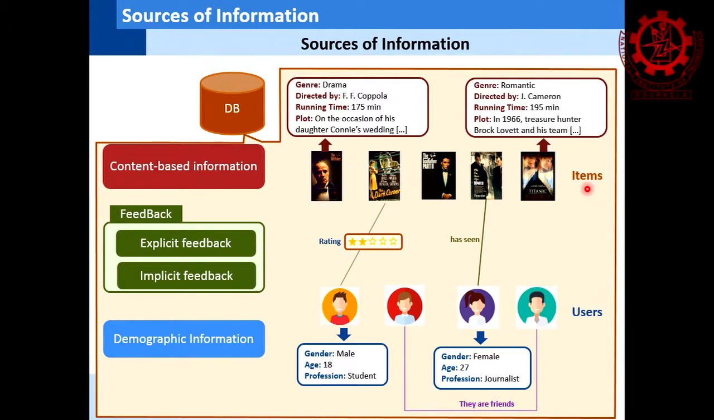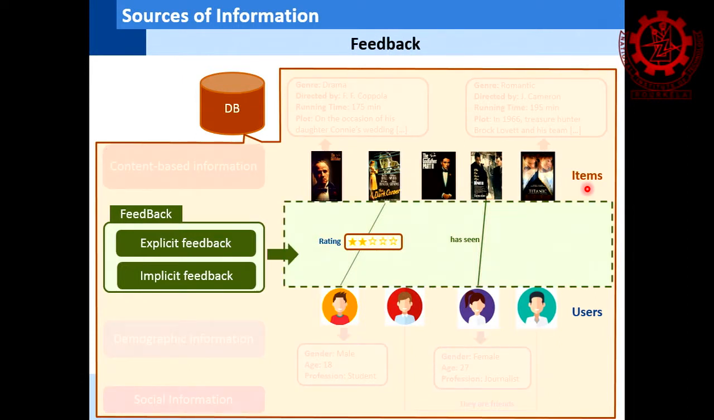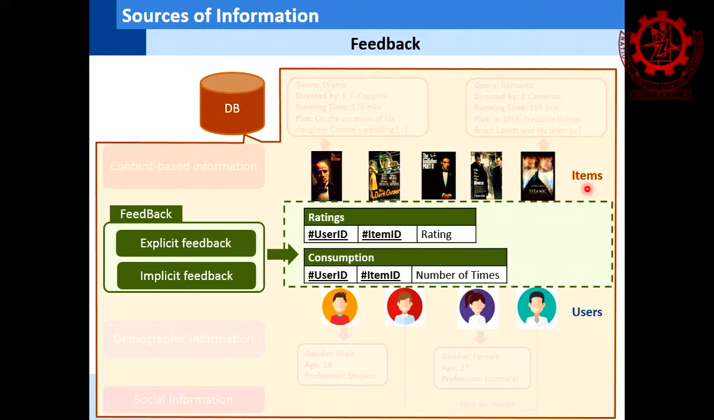And now we have another kind of information. It's called social information, because when users are friends, they usually share their taste. So we have another source of information called social information. So this is the most important source of information to store in the database. About feedback, we can store it in these two tables, okay, ratings or consumption.